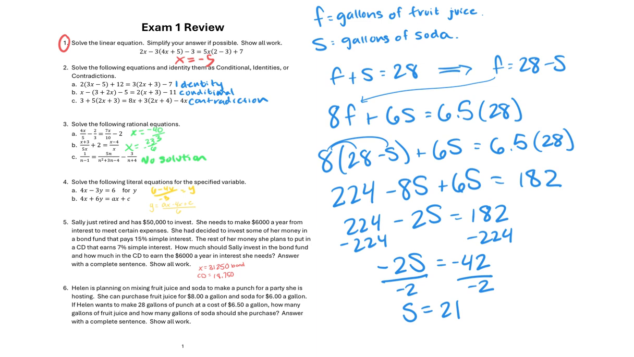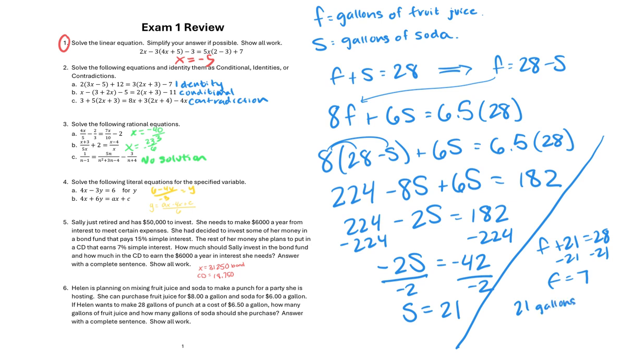So that's how many gallons of soda we have, but now we need to figure out how many gallons of fruit juice we want. But remember, from our first equation, we have F plus S equals 28, so we can just say, drop a line right here, F plus 21 is equal to 28, and we can solve. We get F is equal to 7. So really we need 21 gallons of soda and 7 gallons of fruit juice.